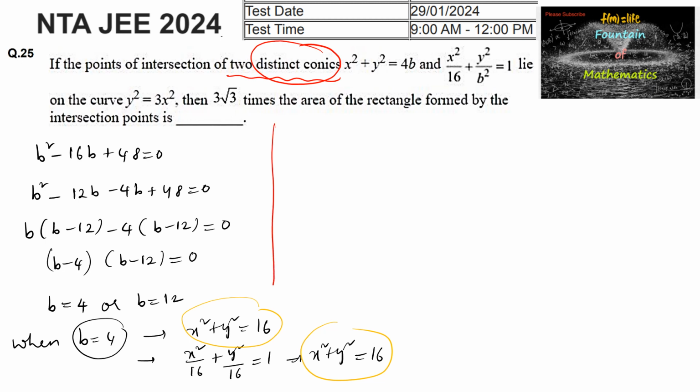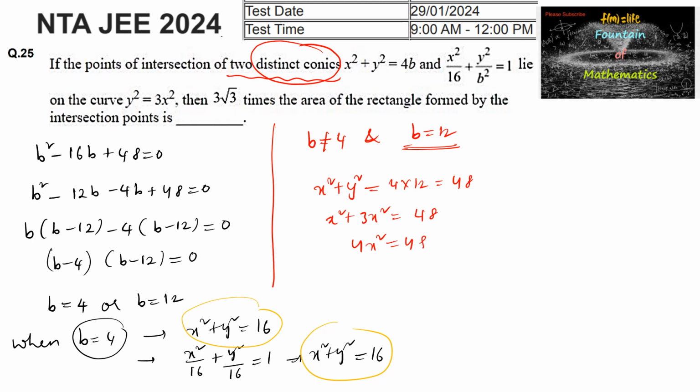So b cannot be equal to 4, then b can be equal to only 12. So when b is equal to 12, we can say x square plus y square is equal to 4 into 12, that is 48. And here y square is equal to 3x square. So we can write x square plus 3x square is equal to 48, that is 4x square is equal to 48, or x square is equal to 12.